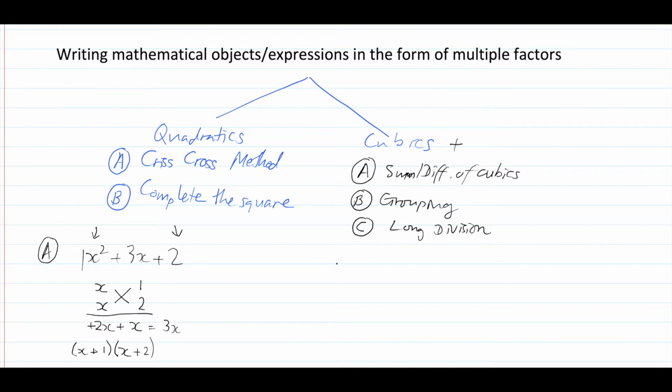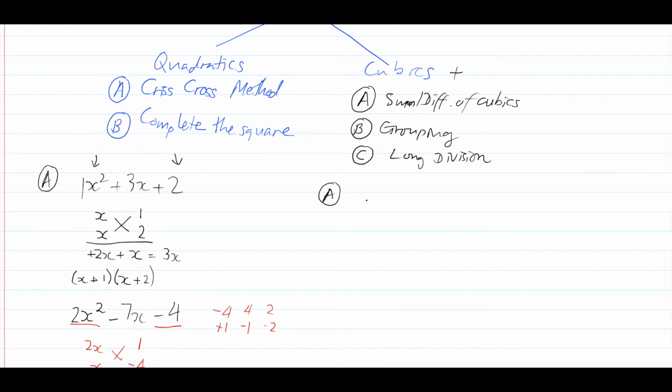Alrighty, so on to the first technique, which is the sum and difference of cubics. This is essentially just applying a formula. The cubic formulas that you have are x cubed minus a cubed, and then you have x cubed plus a cubed. So essentially what the formula is, if you have this expression, then you can write it as x minus a multiplied by x squared plus ax plus a squared.